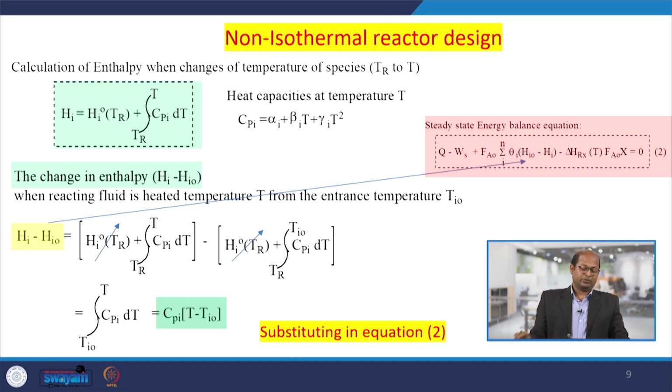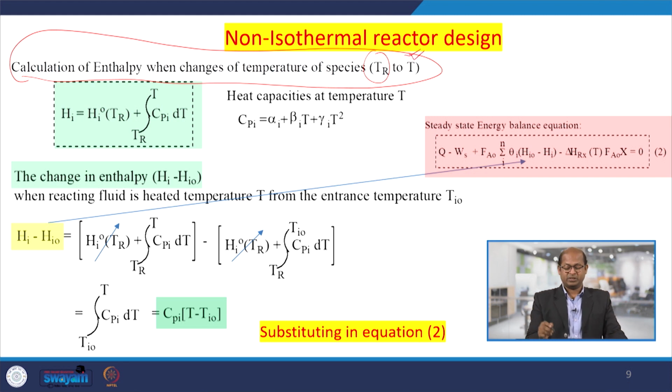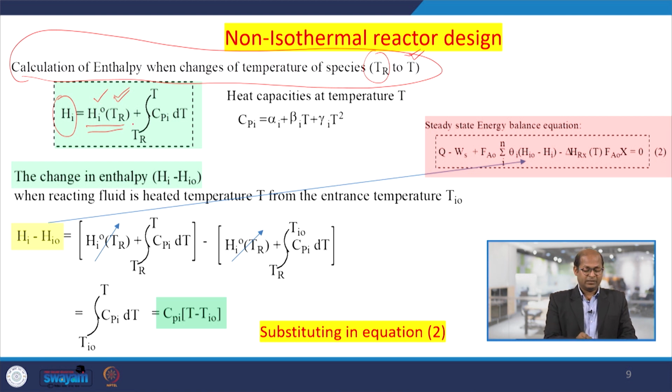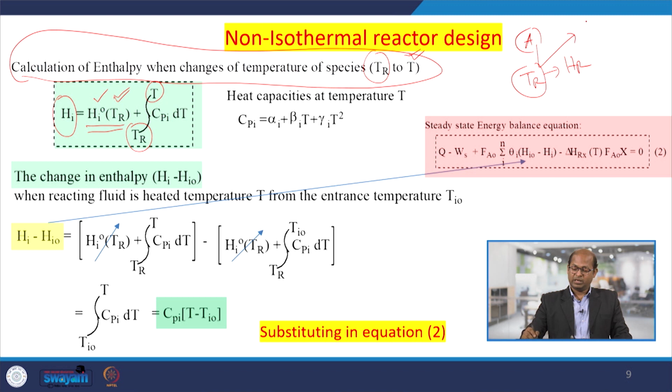Now, consider the calculation of enthalpy changes from the standard temperature to a specified temperature. How does the enthalpy change for a component i, or component A? Tr is the standard temperature, and at that temperature Hi0 is given for the component. At the temperature where we want to calculate the enthalpy, for component A, Hr is given at Tr.